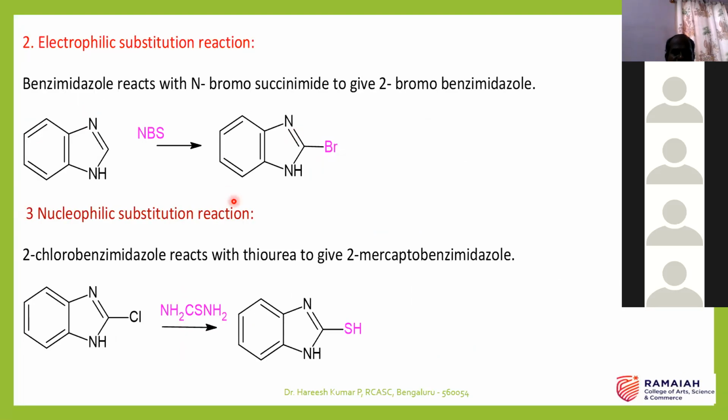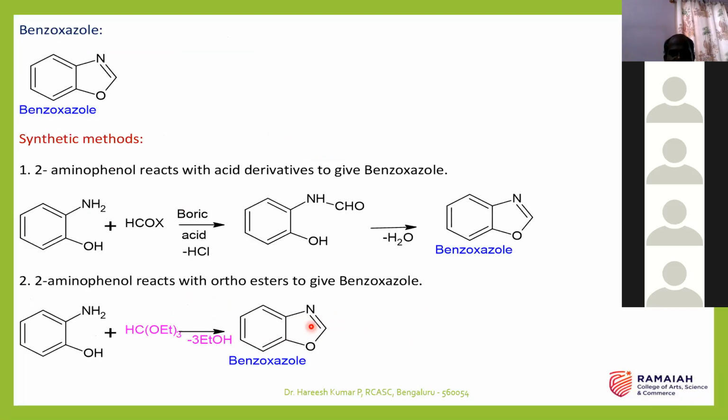Right. So we were okay here. This is called thiourea. Thiourea can replace the chlorine, and what is adding? Adding will be the SH. So chloro will be replaced with the SH. SH is called mercapto. Okay, so that's the nucleophilic substitution reaction of benzimidazole. So with this, I will go to the next slide.